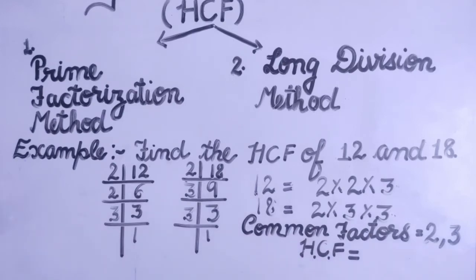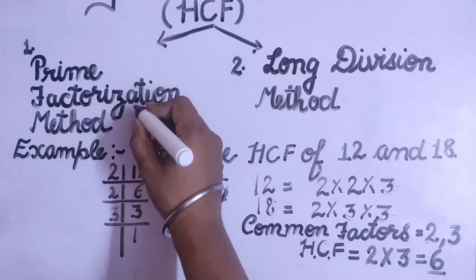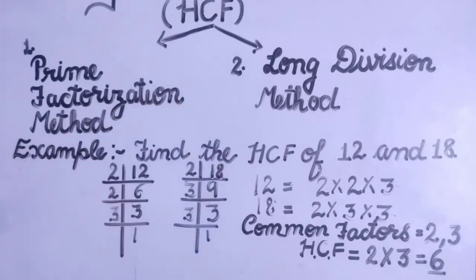Now the third step, and the final step, is we will find out the product of the common factors. Product means multiply. 2 3s are 6. So I can say, students, after multiplying the common factors, whatever the number we have achieved, that is the highest common factor of the given numbers. I hope so, students, the first method, that is prime factorization method, is clear to you.